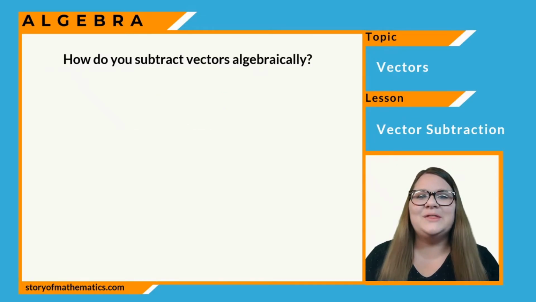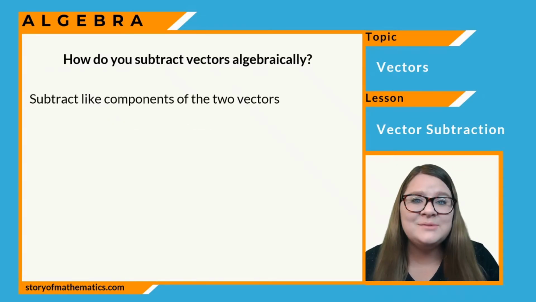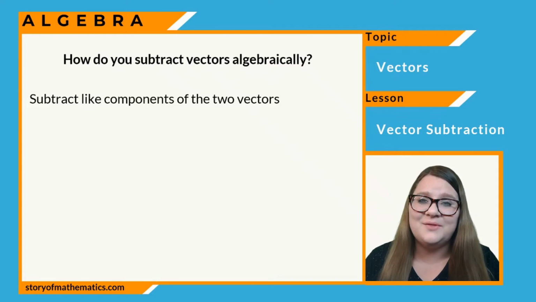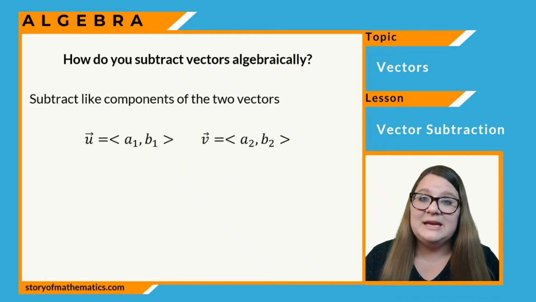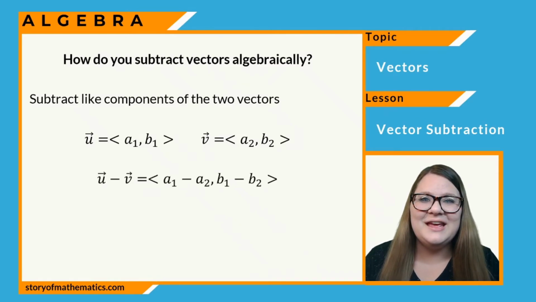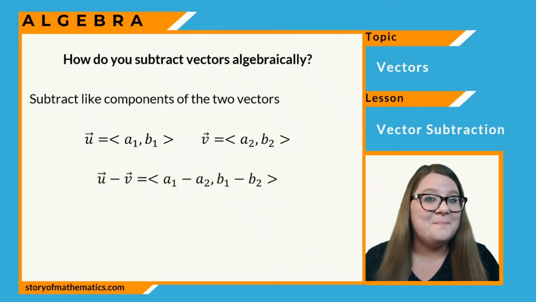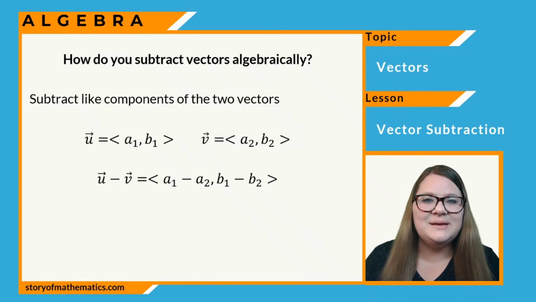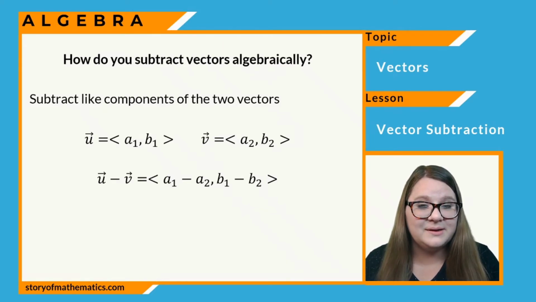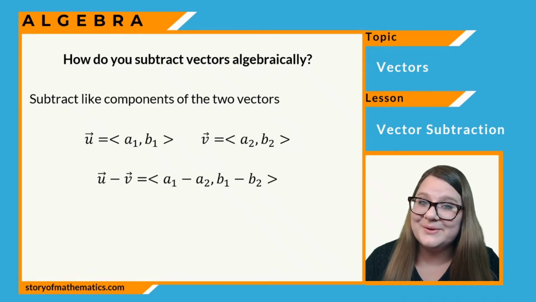Now, what if I want to work with this algebraically, though? Well, I'm just going to subtract like components of the two vectors. So if u is a1, b1, and v is a2, b2, then u minus v is a1 minus a2, b1 minus b2. That means that I'm subtracting the horizontal components, and I'm subtracting the vertical components.